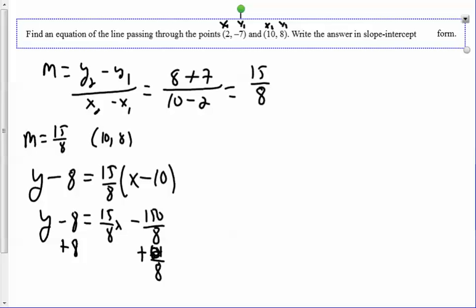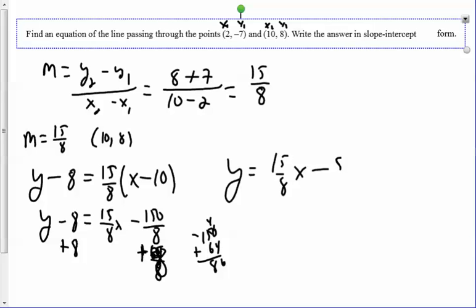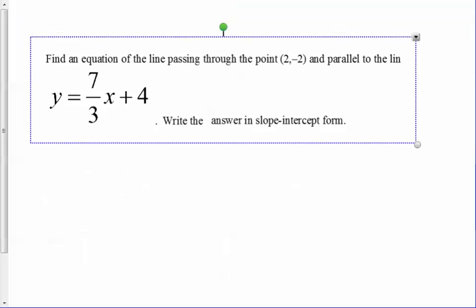Just add 8. And so y is equal to 15 over 8 x minus 86 over 8. Looks a little goofy, but it happens.